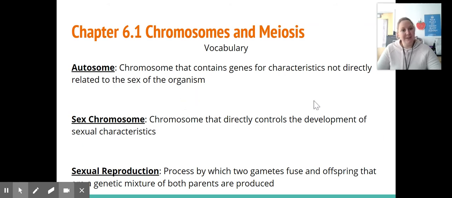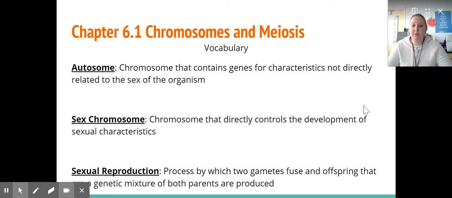An autosome is a chromosome that contains genes for characteristics that are not directly related to the sex of the organism. So how tall you are, what color is your skin, what color is your hair, what color are your eyes. Those are all autosomal traits. Autosomal traits also control our behavior and our internal anatomy as well. Your sex chromosomes are those that are directly controlling the development of sexual characteristics that define you as either a male or a female.